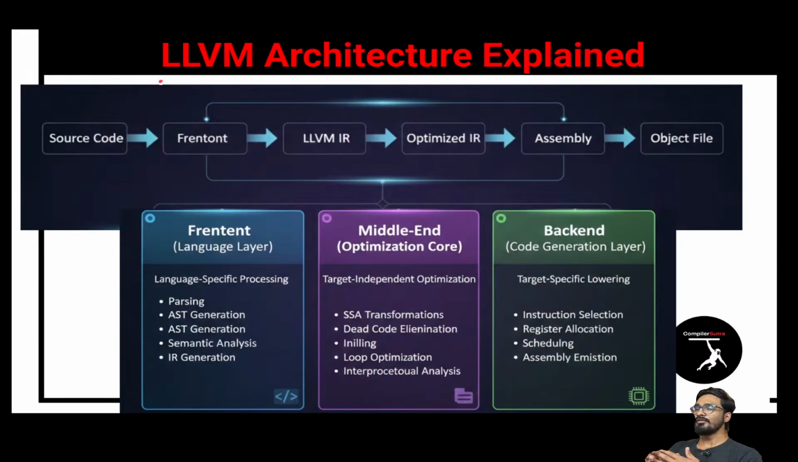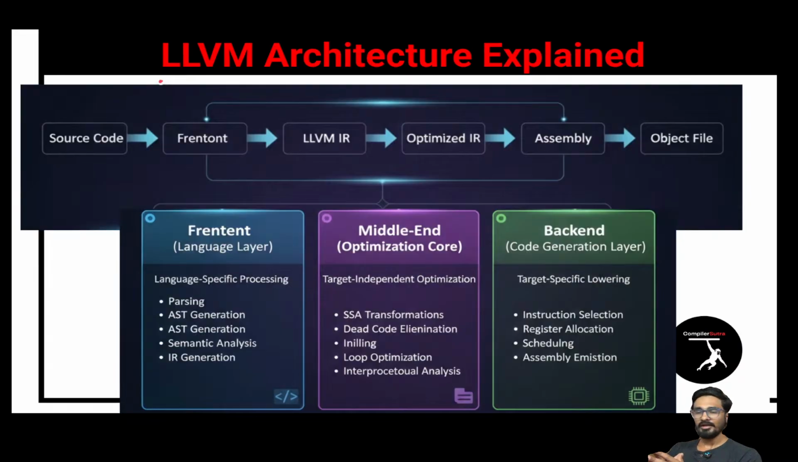To generate the LLVM IR, what does the front end do? Parsing, AST generation, then semantic analysis, then IR generation. And semantic analysis we will see in much more detail in the compiler design section. Then what does the middle end do? It's target independent optimization. It does SSA transformation, dead code elimination, inlining, loop optimization, and interprocedural optimization.